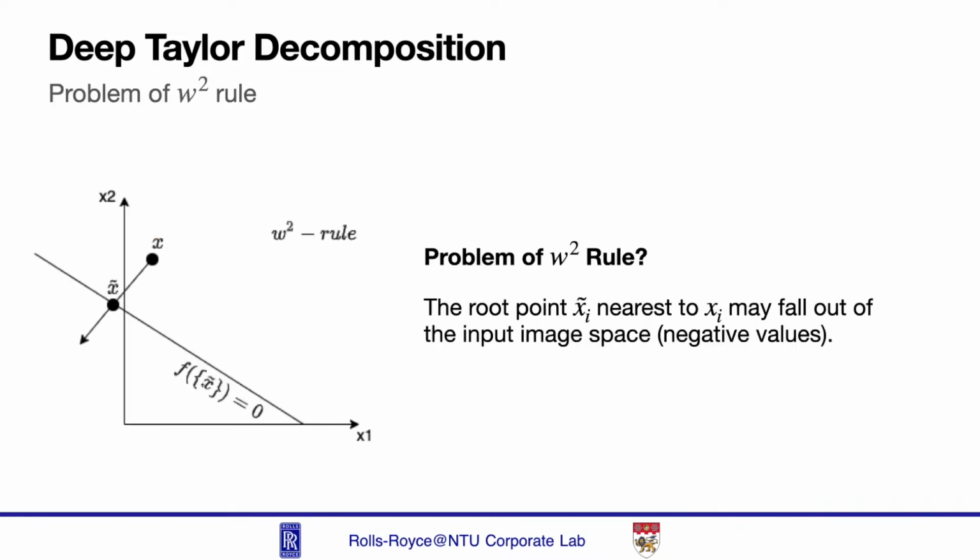However, there's a potential problem. The problem of this W square rule is that the root point that is perpendicular to x may fall out of the image space. It may turn out to have a negative value, but for images we can only have positive values. So this root point will be invalid.